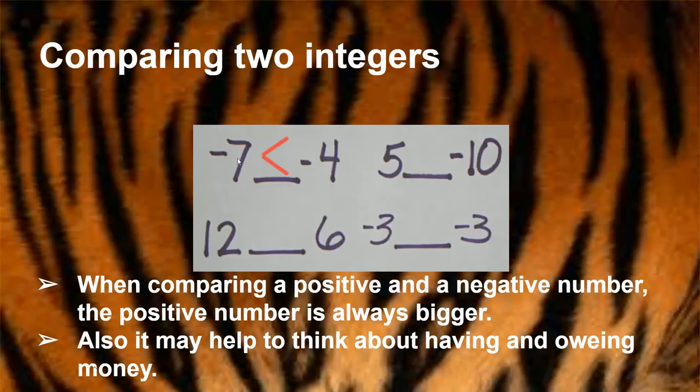So -7 would be less than -4. 5 is greater than -10. 12 is of course greater than 6. And -3 is equal to -3. Another way to think about it is whichever one is furthest left on the number line is the smallest.